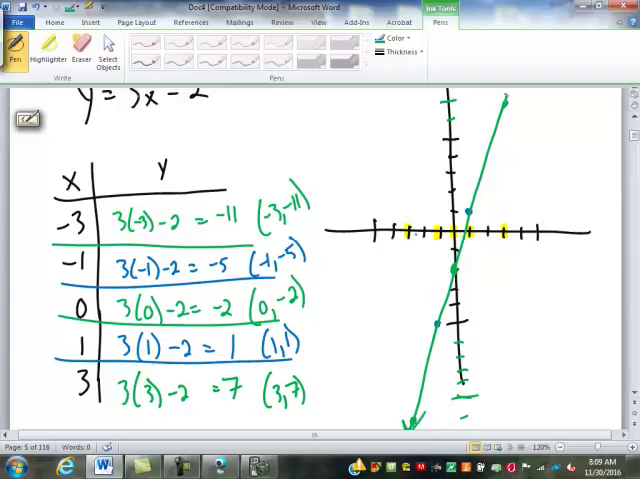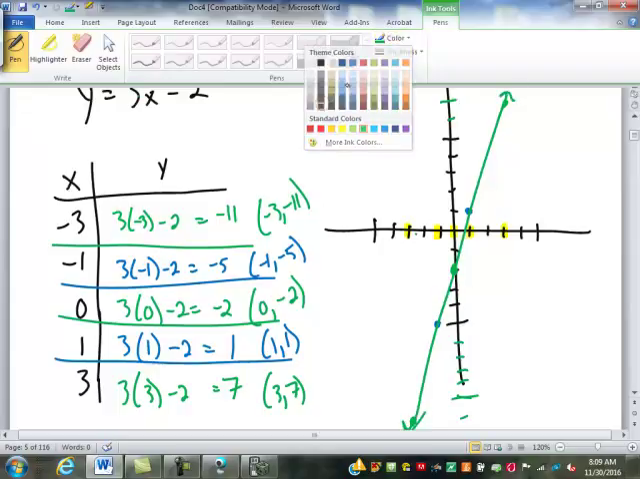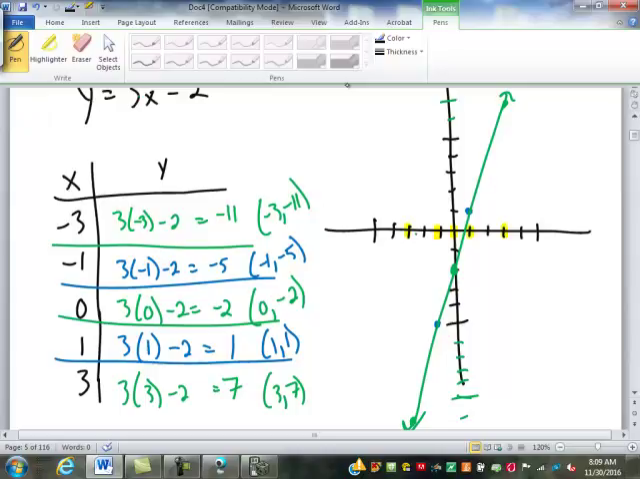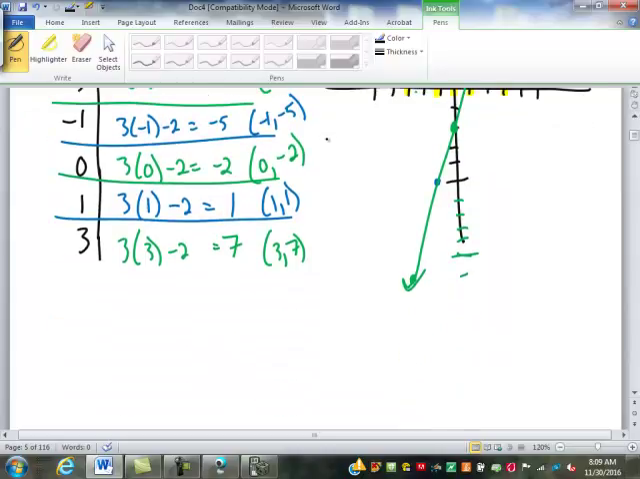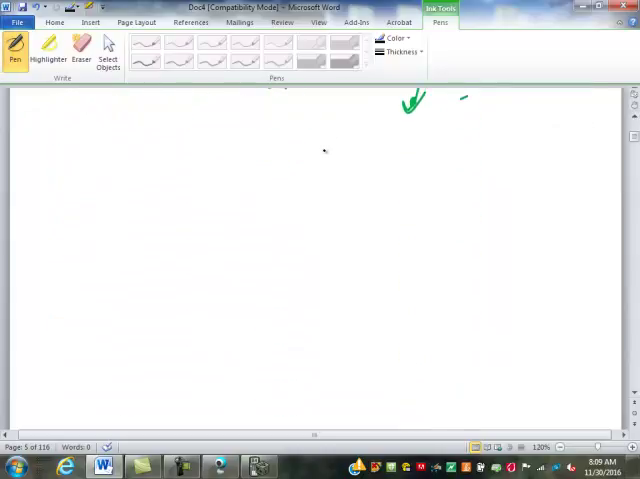So we get that line like that. So it does form a straight line on the graph. It goes like that. Now, not all of these are going to form straight lines like that. We could end up with something like this.